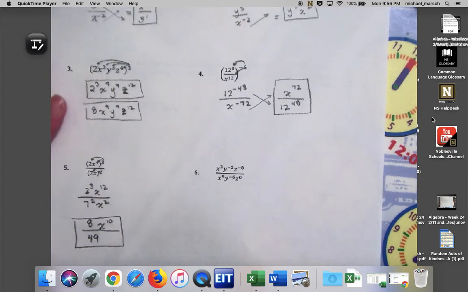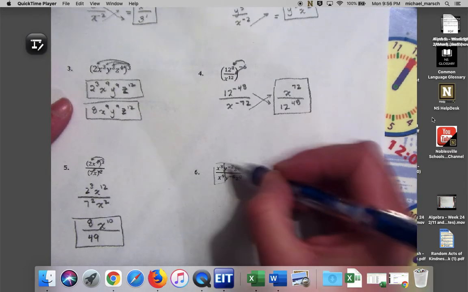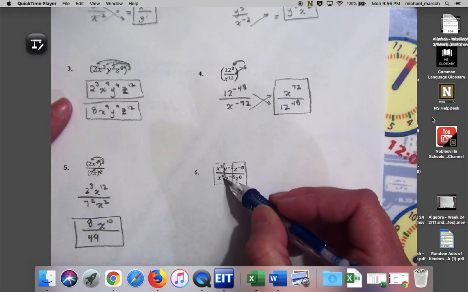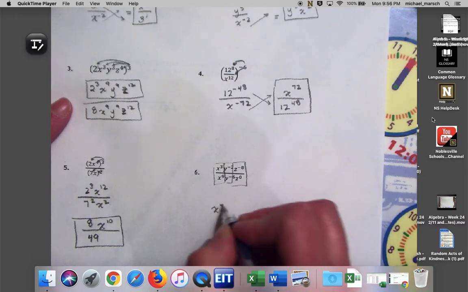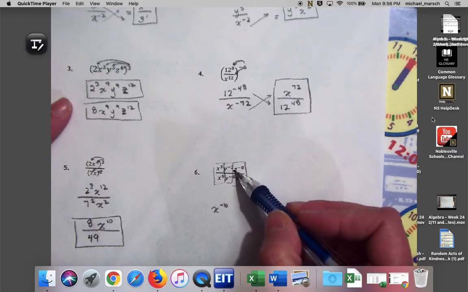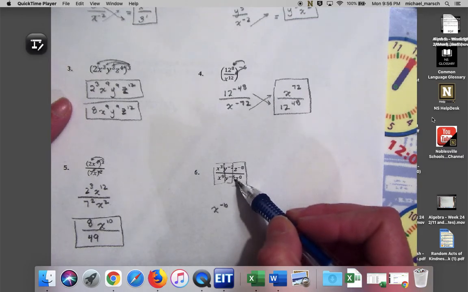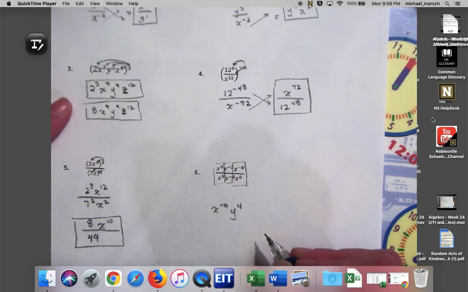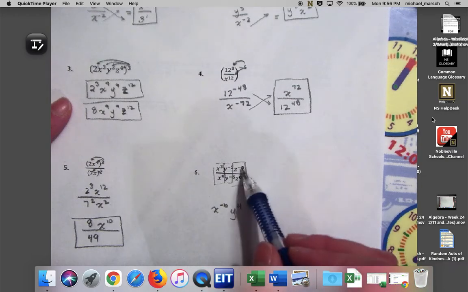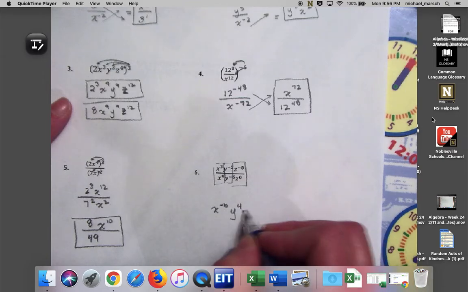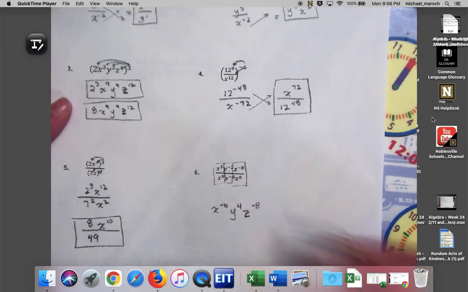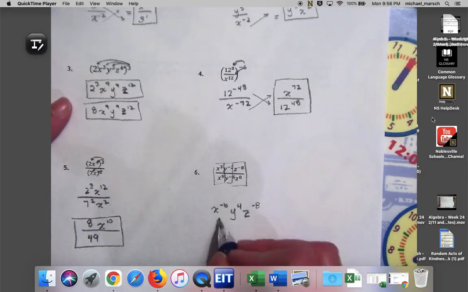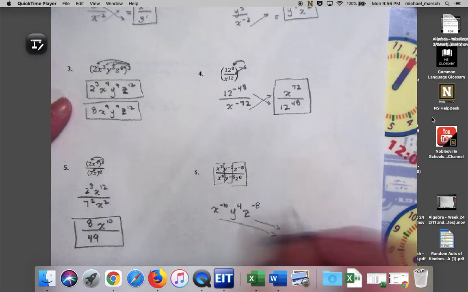All right, and then this last one, I just have 3 separate simplifying situations. So 3 minus 9 is going to give me x to the negative 6. Negative 2 minus negative 6 is like adding, so I'm going to get y to the positive 4. And then negative 8 minus 0 is going to give me z to the negative 8. Well, these can't stay up here, right, because they're negatives. So these both get shifted down. This stays at the top.